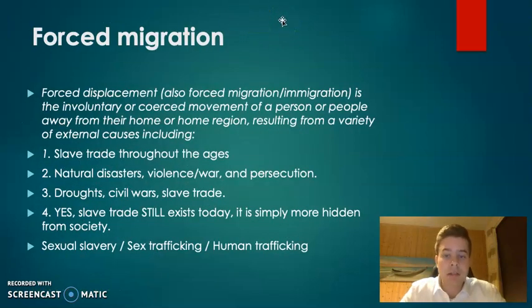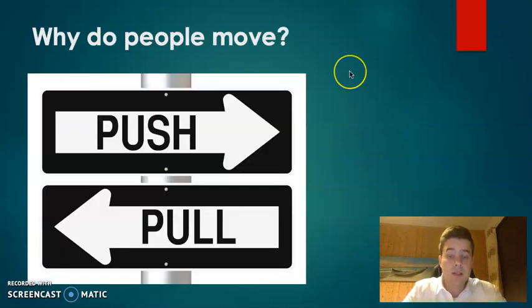Then we have forced migration, which could be slave trade, which has existed for thousands of years. Then we have natural disasters, violence and war, and persecution that force people to move from one place to another. Then we have droughts, civil wars, slave trade, the famous Atlantic slave trade. But we do have slave trade today. Yes, it does still exist today. It's just more hidden from society. You have sexual slavery, sex trafficking, human trafficking, and countless other examples that I won't go into in this video.